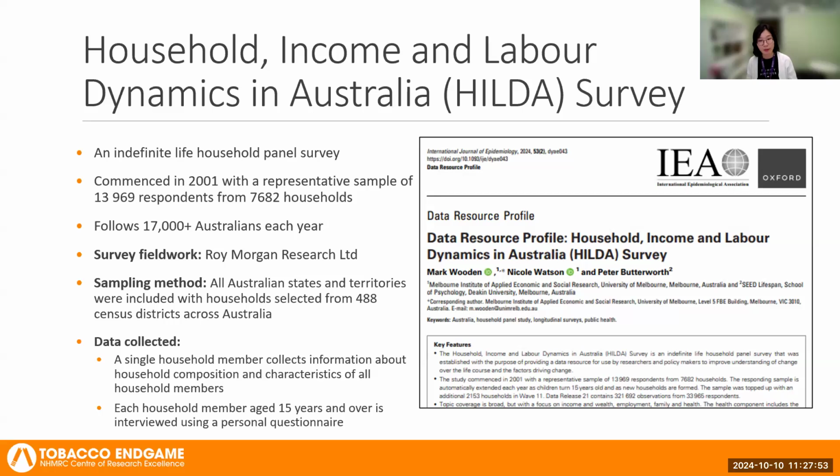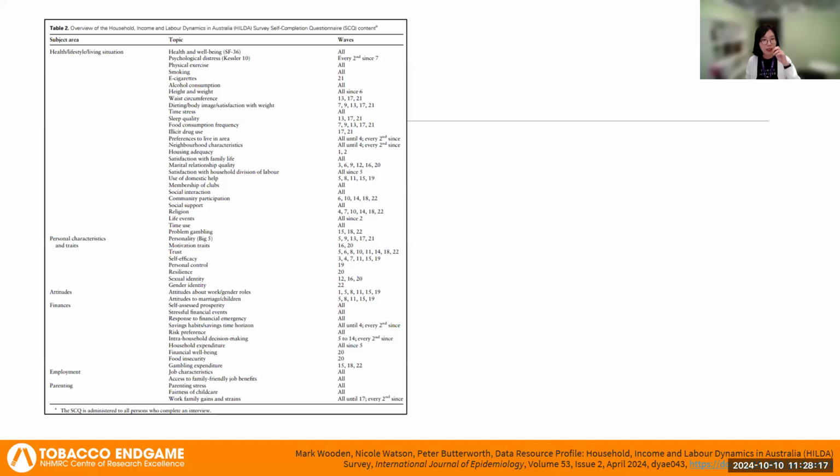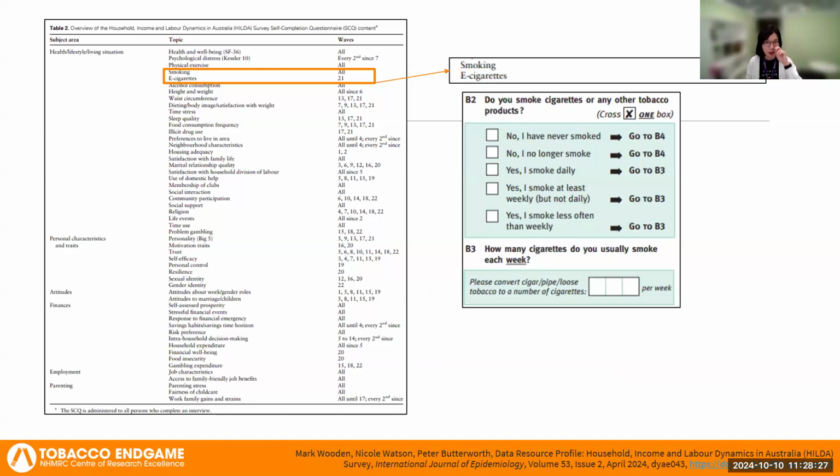The data is collected through interviews with household members, capturing detailed information about household composition, as well as individual characteristics. The topic coverage of this survey is quite broad, but with a focus on income, wealth, employment, family, and health. The self-completion questionnaire includes questions about smoking and e-cigarette use. While smoking-related questions have been collected across all waves, they have 21 waves so far, but unfortunately, data on e-cigarette use was only collected in a single variable in 2021.